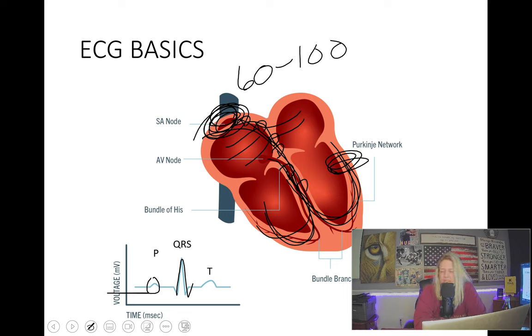1, 2, 3, 4. So I have 4 times 10 equals 40. So my rate is 40. I have upright P waves and I have narrow QRSs. So this is a sinus bradycardia. Sinus bradycardia.